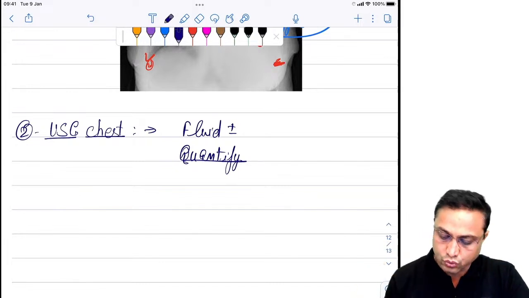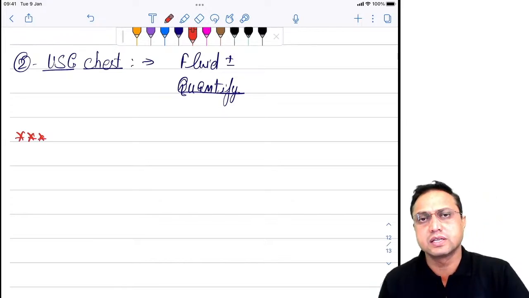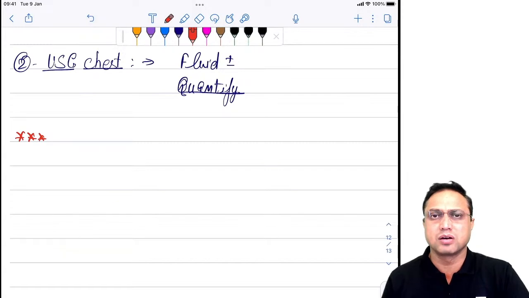What next are you going to do? Next, my dear friend, you are going to do a thoracocentesis. What are you going to do? You can also do a CT chest, but ultrasound is fair enough in a case of pleural effusion.